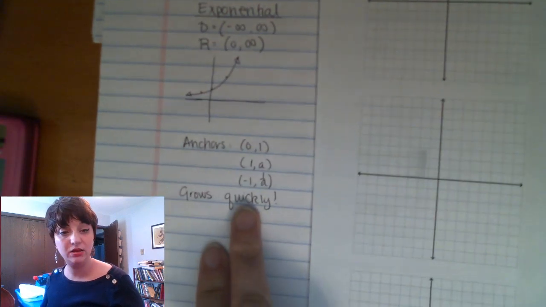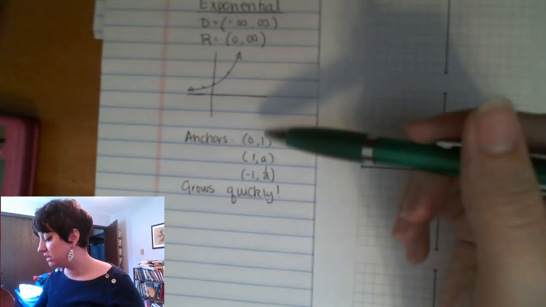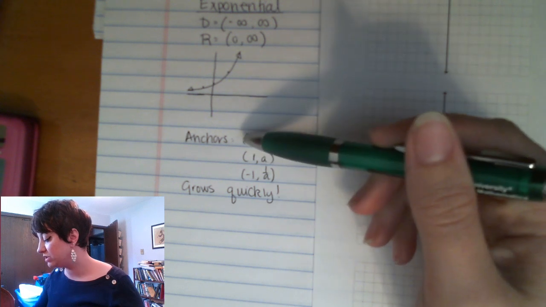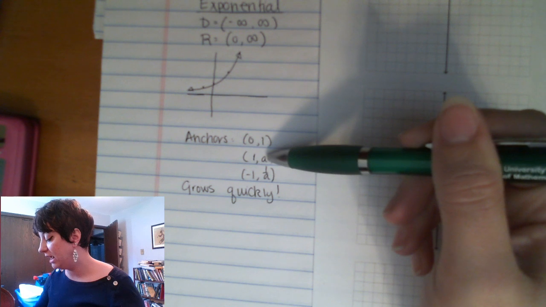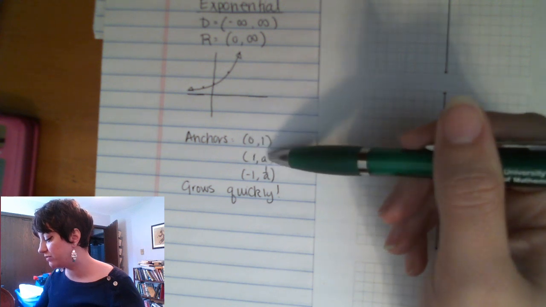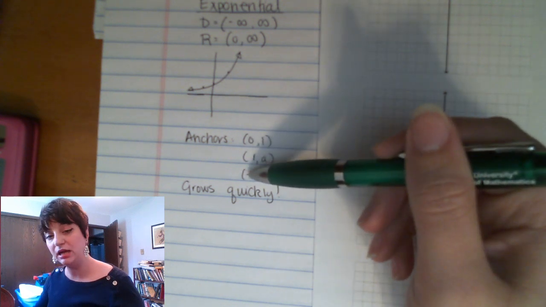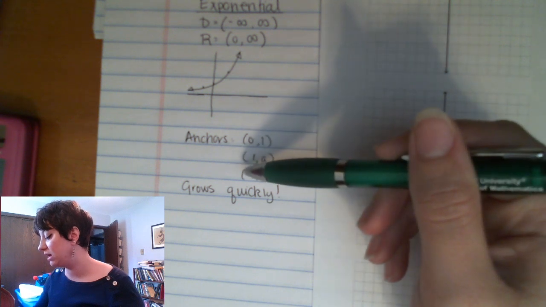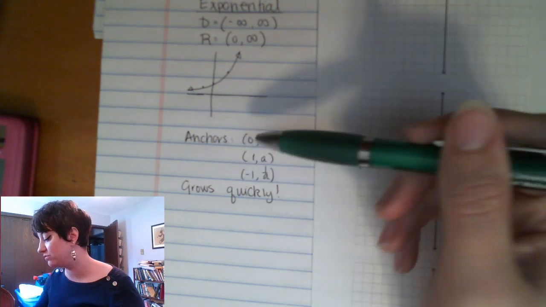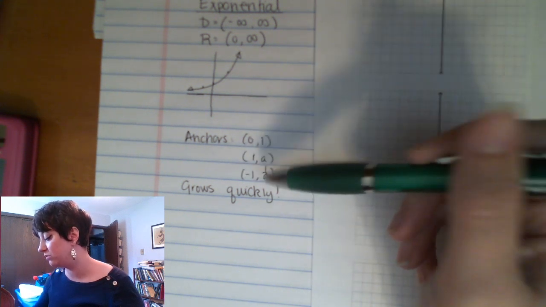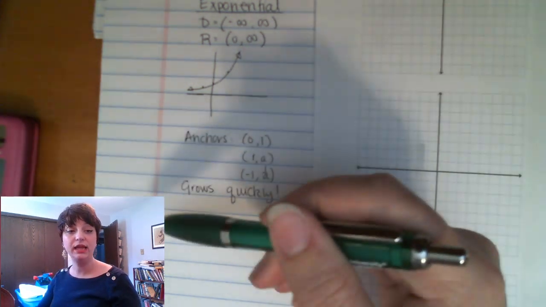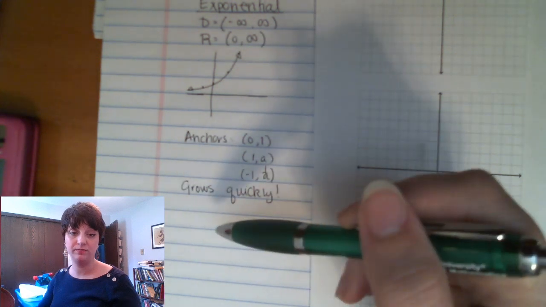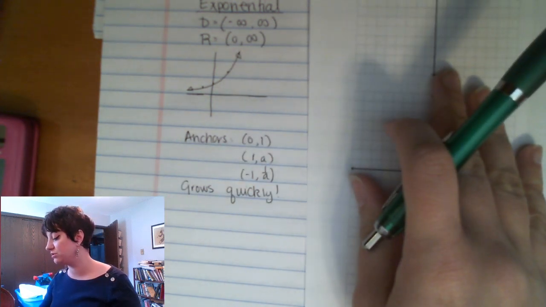It had 3 anchor points: 0, 1, so anything to the 0th power is 1; 1, a, which means anything to the first power is itself; and negative 1, 1 over a, meaning anything to the negative first power is its own reciprocal. And then an extra thing about it is it grows very quickly. These are our quick growing functions.